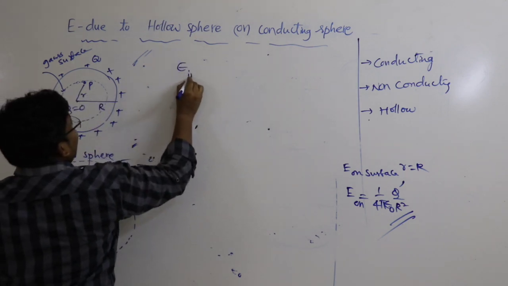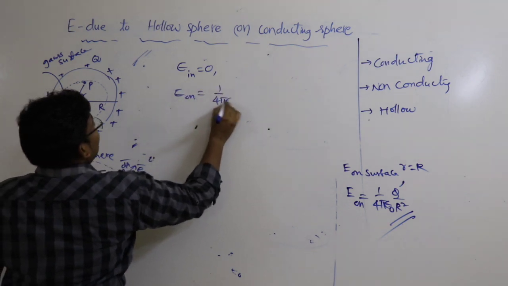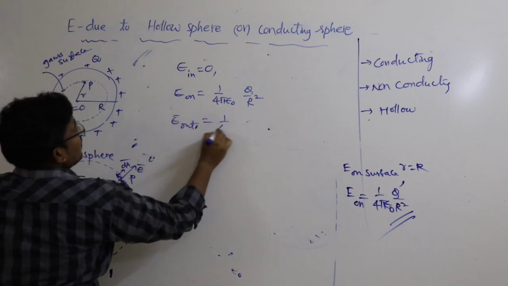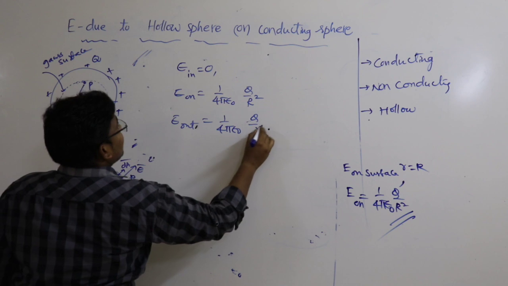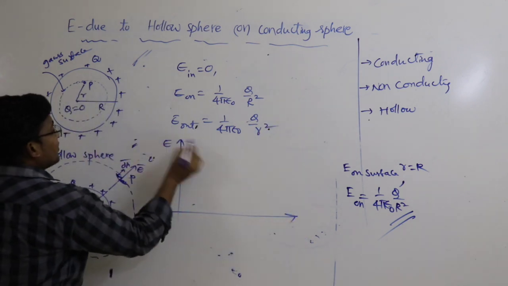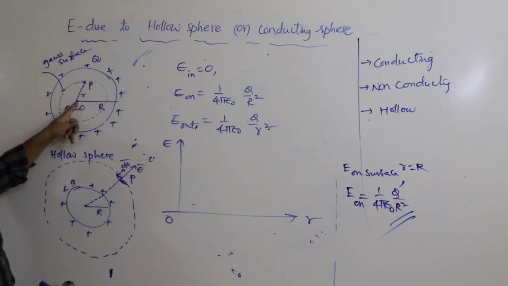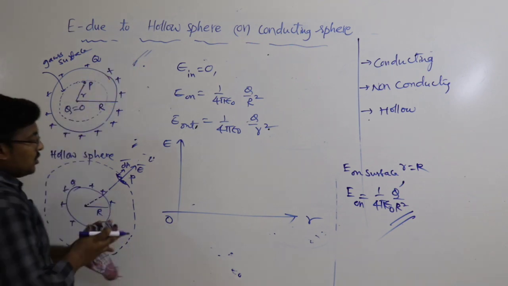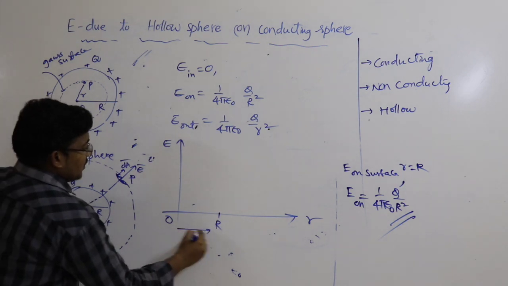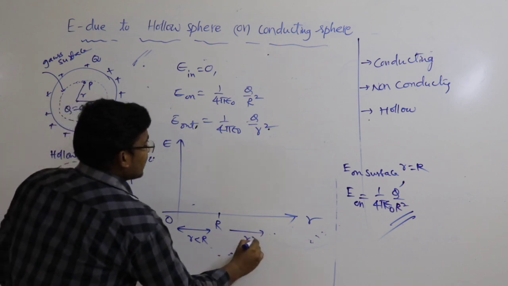See, E inside is 0, E on the surface is 1 by 4 pi epsilon naught q by R square, and E outside is 1 by 4 pi epsilon naught q by small r square. That is why I will take a graph between electric field and distance. Now it starts from 0, the origin, then the surface and outside. So the distance is 0 at the origin, and this is R. Here in this region, small r is less than R. Now if you go further, small r is greater than R.